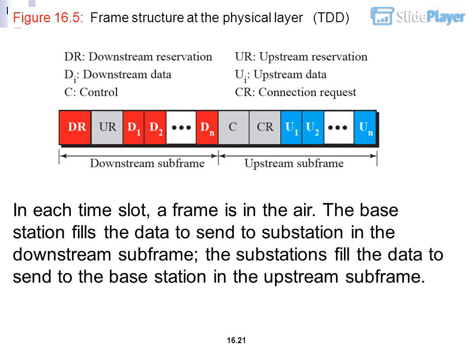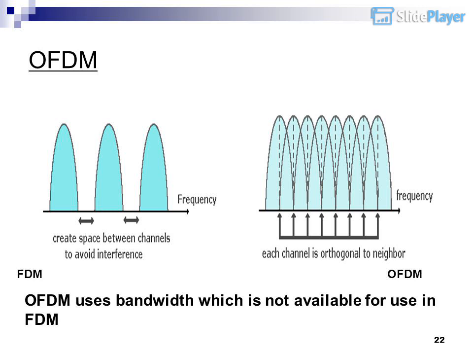1. During the first half of each minute, the base station is sending data to the substations and the substations are receiving data from the base station: downstream communication. 2. During the second half of each minute, the substations are sending data to the base station and the base station is receiving data from the substations: upstream communication. OFDM uses bandwidth which is not available for use in FDM.